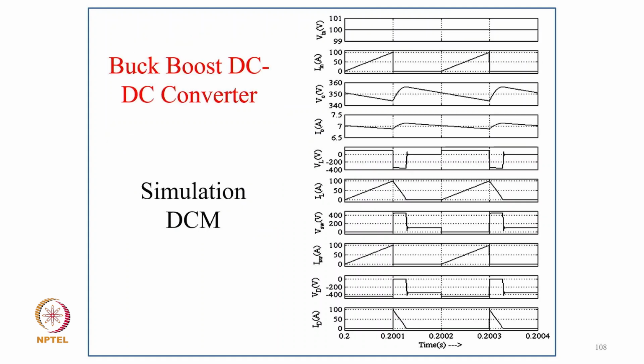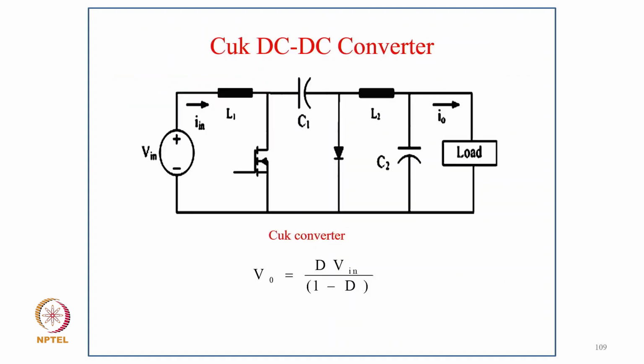So in the waveforms of this buck-boost converter in DCM, you can clearly see the discontinuous input current and output current, the inductor voltage and discontinuous inductor current, the switch voltage, switch current, and output voltage.